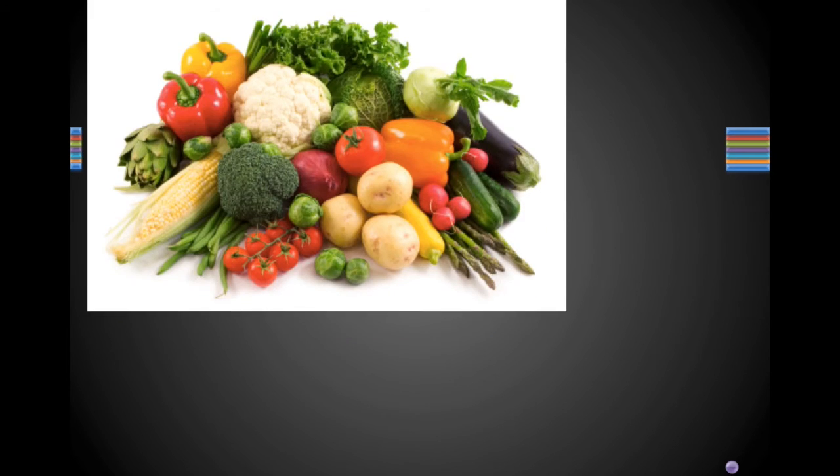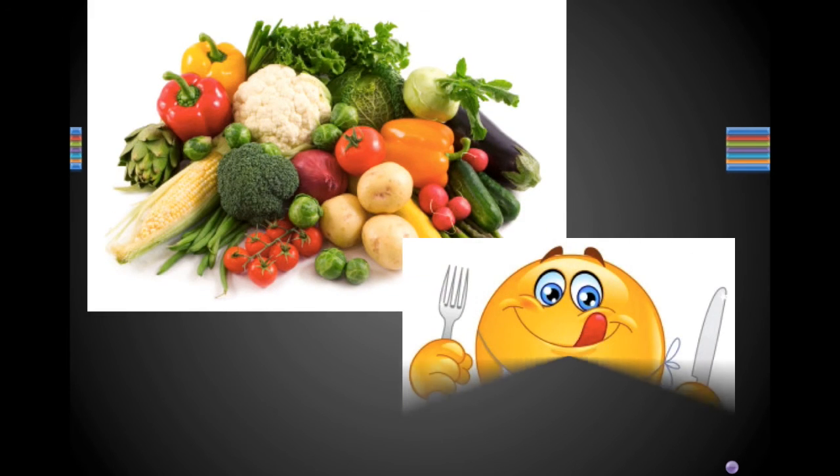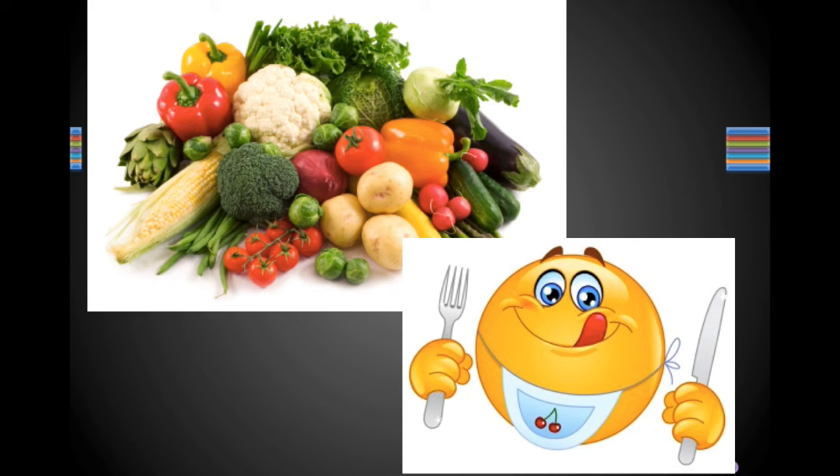It is important that we eat healthy and hearty foods in our daily diets in order to maintain the efficiency of this system.